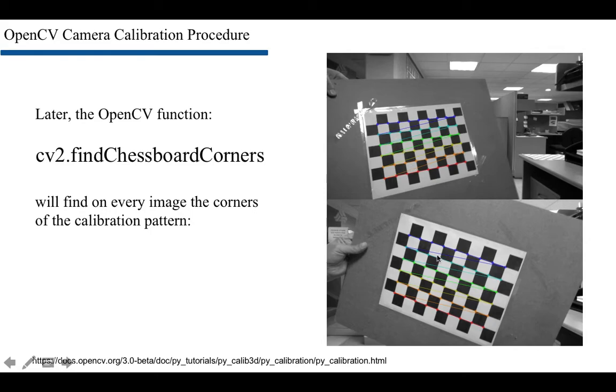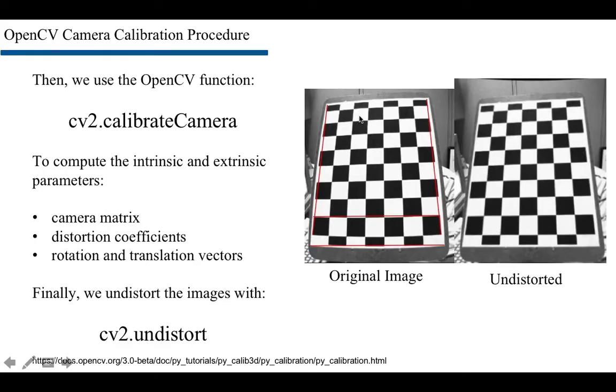So this is one output, for example, a plot of what this function does. And then later we use an OpenCV function, calibrateCamera. This function is helping us to compute intrinsic and extrinsic parameters. Of course, the camera matrix, the distortion coefficients also, and rotation and translation vectors.